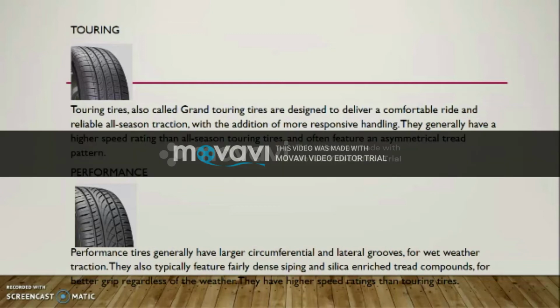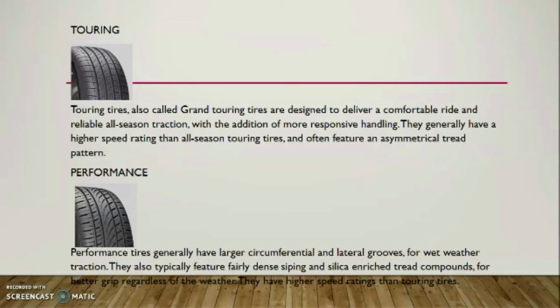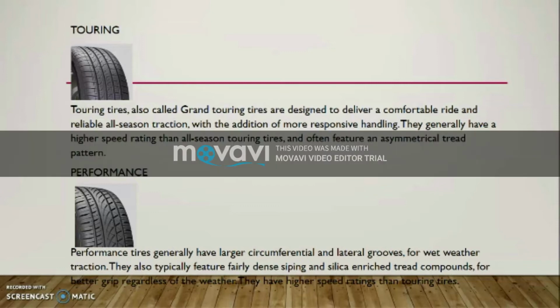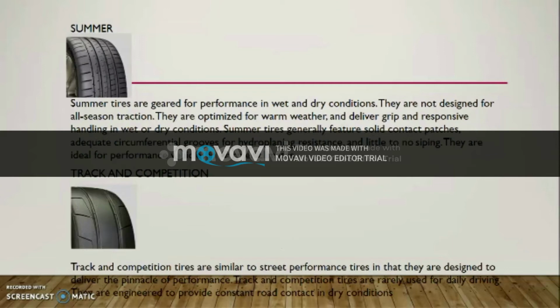So the next type of tire we've got is performance. Performance tires generally have larger circumferential and lateral grooves for wet weather traction. They also typically feature fairly dense siping and a silica-enriched tread compound for better grip regardless of the weather. They have a higher speed rating than touring tires.